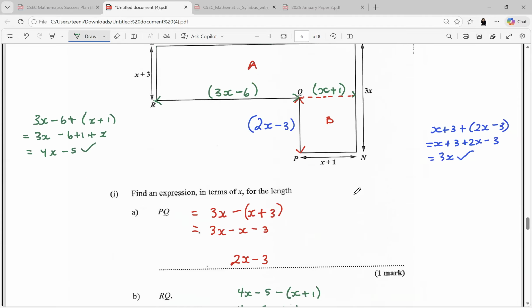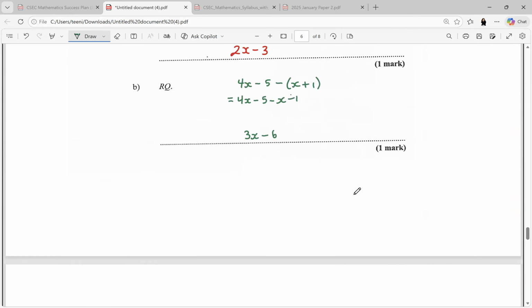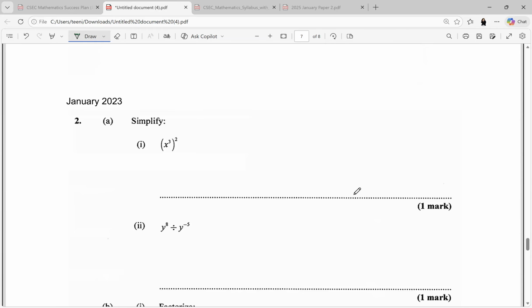All right, and that's it for that question. Let's see the final question. X cubed all to be squared. So this one is based on the law of indices that says if you have a number a to the power of m, all raised to the power of n, this will be equal to a to the power of m times n.